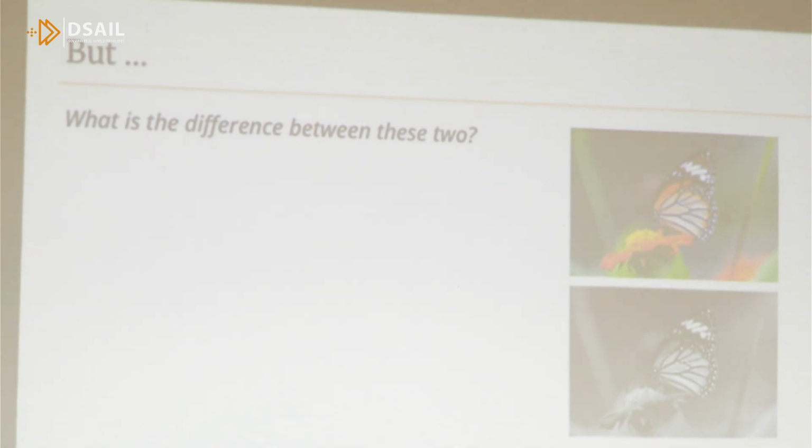But to a machine, what does that look like? Or rather, let me ask the question differently. How does a machine represent a colored image versus a grayscale image?